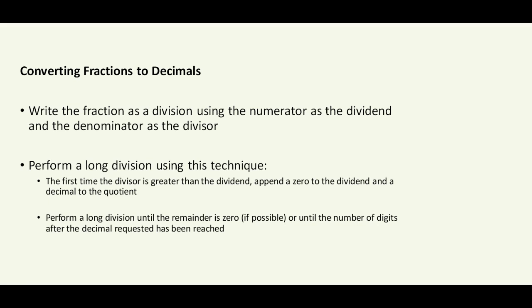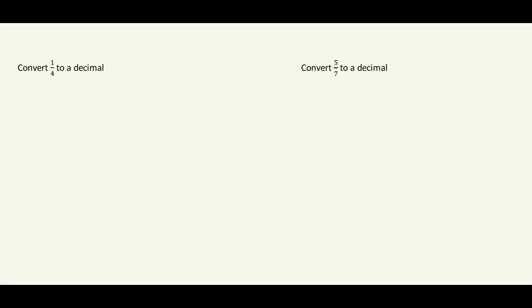So let's see what all of that stuff means. So we're saying convert 1/4 to a decimal. So we're going to draw our division right here. So 1 goes right here and your denominator goes on the outside. So 1 is less than 4, so we're going to put a 0 right here. And then we have a decimal right here, and then we're going to append a 0.